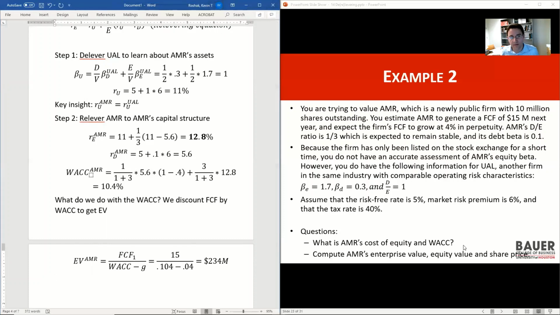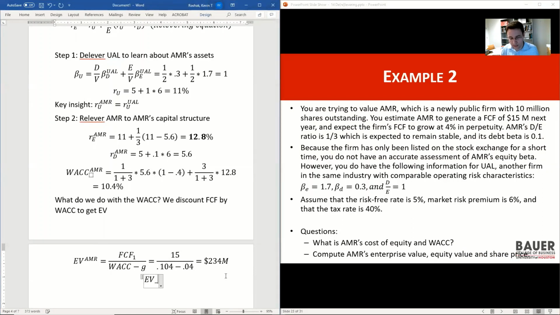And then we can do what an equity analyst would do. If you know what the free cash flows are and you value them using the WACC, what is the equity analyst trying to do? What are they trying to sell? Well, they're trying to sell advice to their clients. They want to get the share price, and they want to say, what is the correct share price for this company? We're going to use the enterprise value to figure out what the equity value is for AMR, and then work out the share price from there.